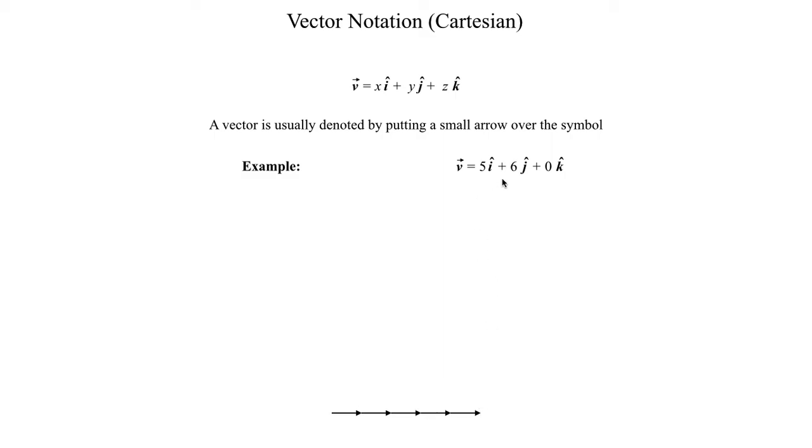But that's not the full story. We still have to account for how much it extends in the y direction. So since I have the number 6 in front of the j hat unit vector, that means I've got a vector that is extending 6 units in the positive y direction, which, going with the standard Cartesian grid, would give us 5 units over to the right of the screen and then 6 units up the screen.